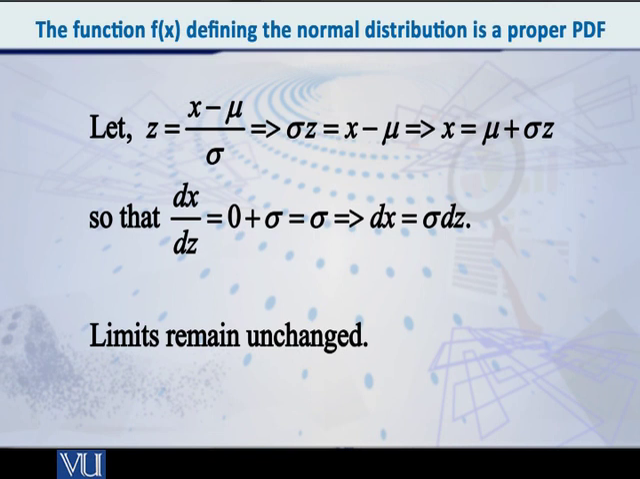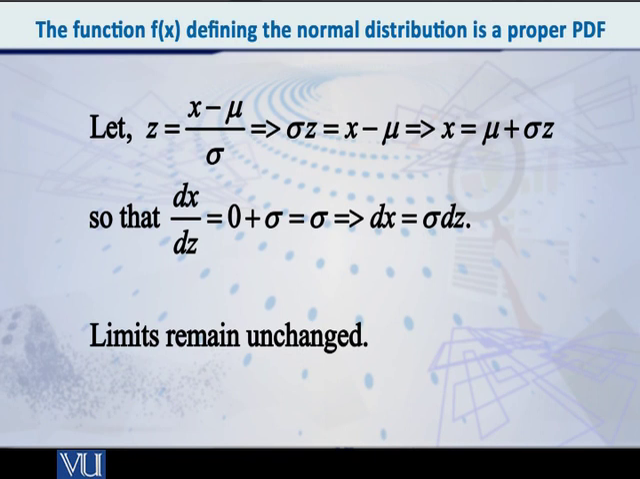Mu का derivative 0 और sigma z का derivative sigma, because we are taking the derivative with respect to z. So 0 plus sigma is sigma. And therefore, we can write dx is equal to sigma dz. तो ये ट्रांसफॉर्मेशन जो हम कर रहे हैं, ये बातें हो गई.